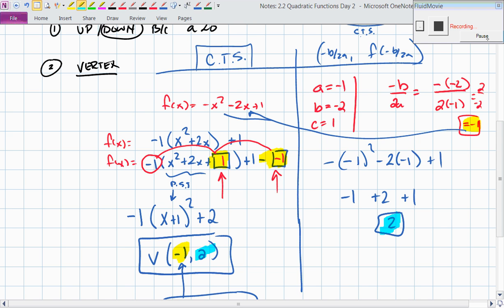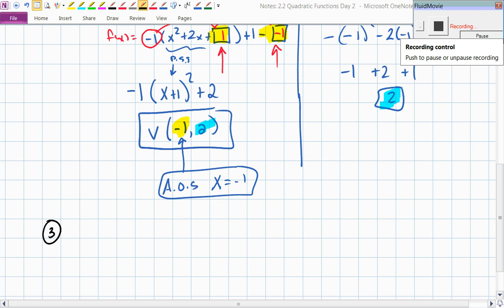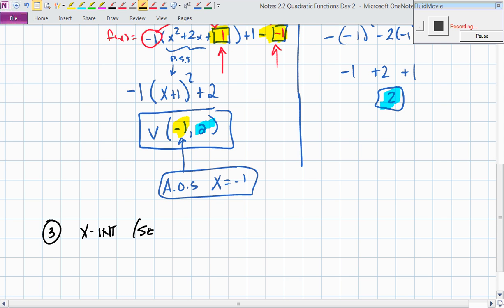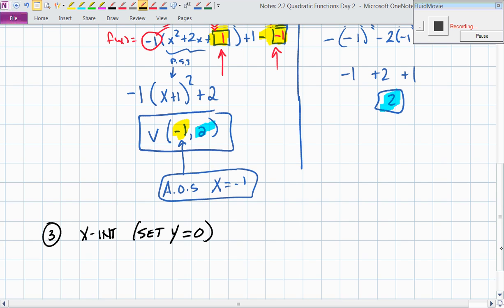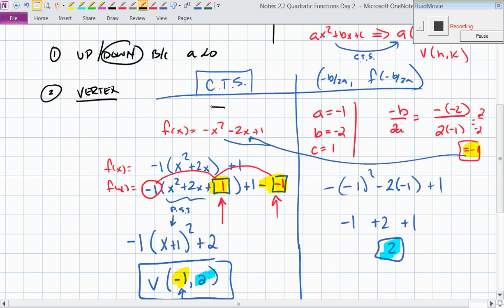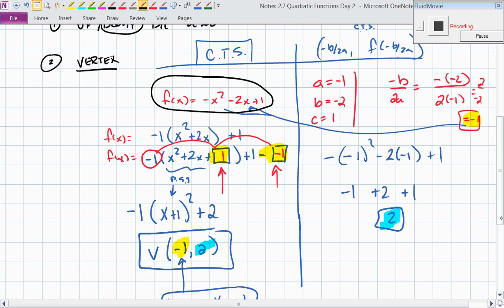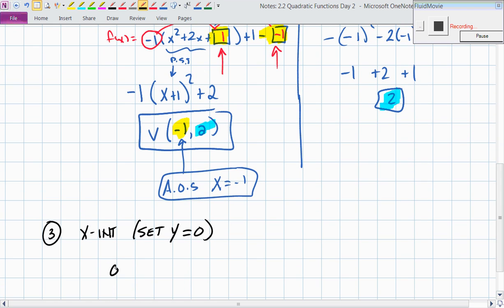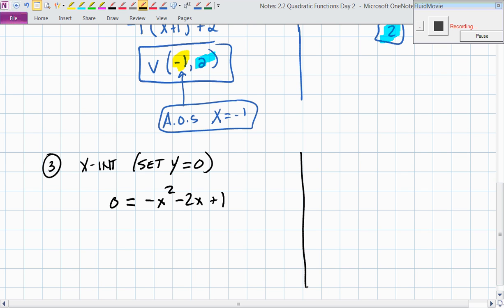What's step 3? Step 3, yeah, we're going to find the x and y intercepts. So to get the x-intercept, what do I do? I set y equal to 0. But what do I mean by y in this case? What do I mean by the y? Yeah, very good. So we say 0 is equal to negative x squared minus 2x plus 1. All right, you guys, how do I solve that?